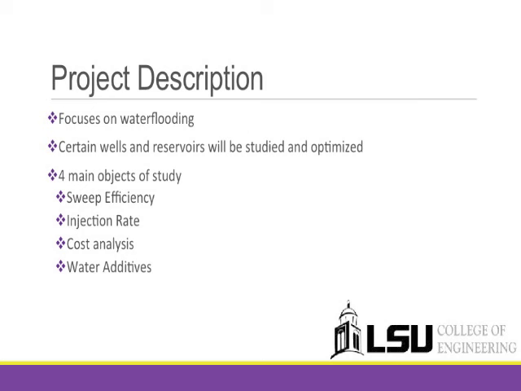The main goal of the project is to fully understand water flooding and all of the parameters affecting it when determining the feasibility of the application. In order to determine the optimal parameters for water flooding and further understand the techniques used, the main effort of the project will be focused on four main variables. These variables are optimal injection rate, sweep efficiency, cost analysis, and water additives.